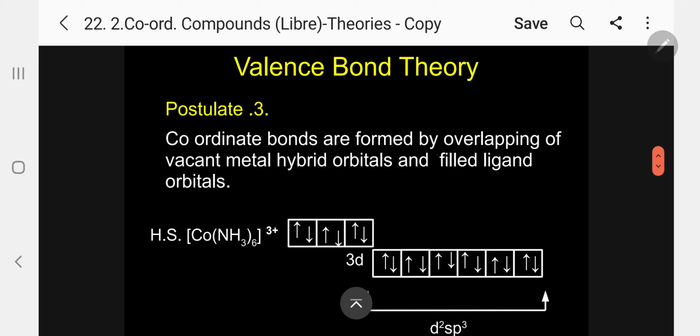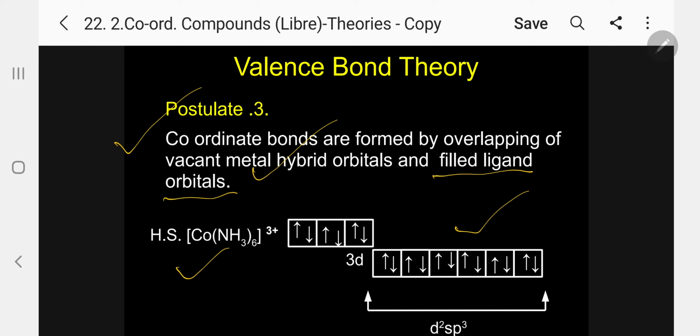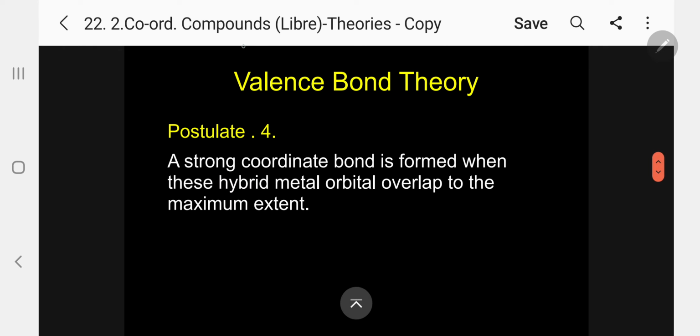Postulate 3. Coordinate bonds are formed by overlapping of vacant metal hybrid orbitals d2sp3 and filled ligand orbitals. Each ligand has one lone pair, 6 ammonia. So this is the complex. Kindly follow. They are hybrid orbitals, 6 orbitals filled with electrons.